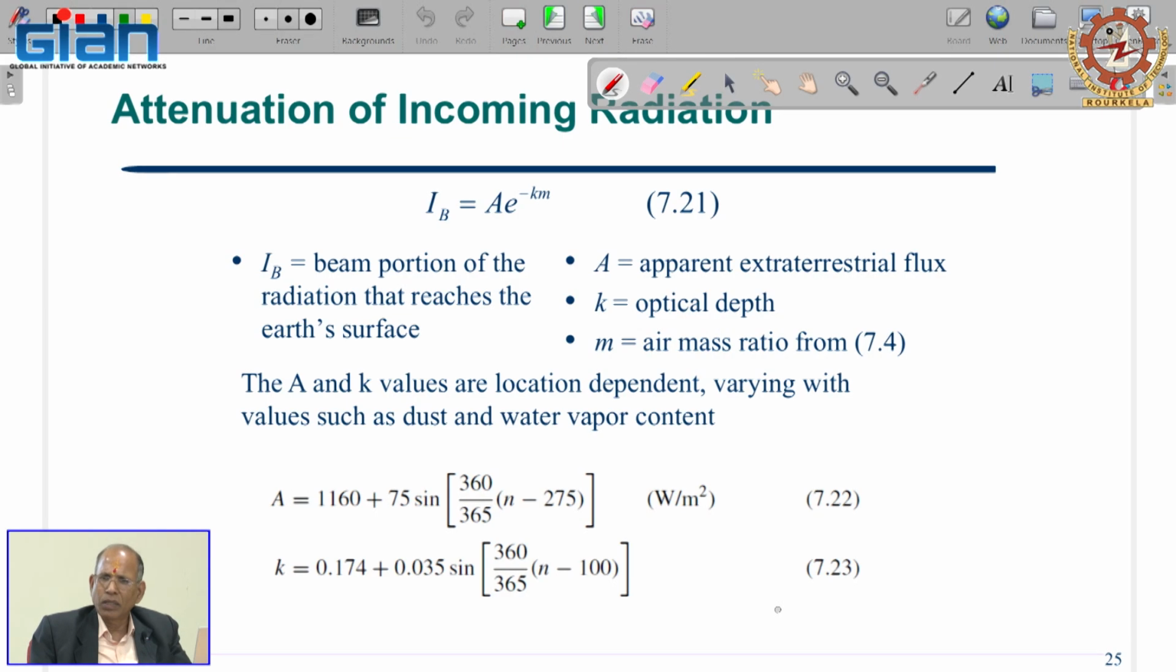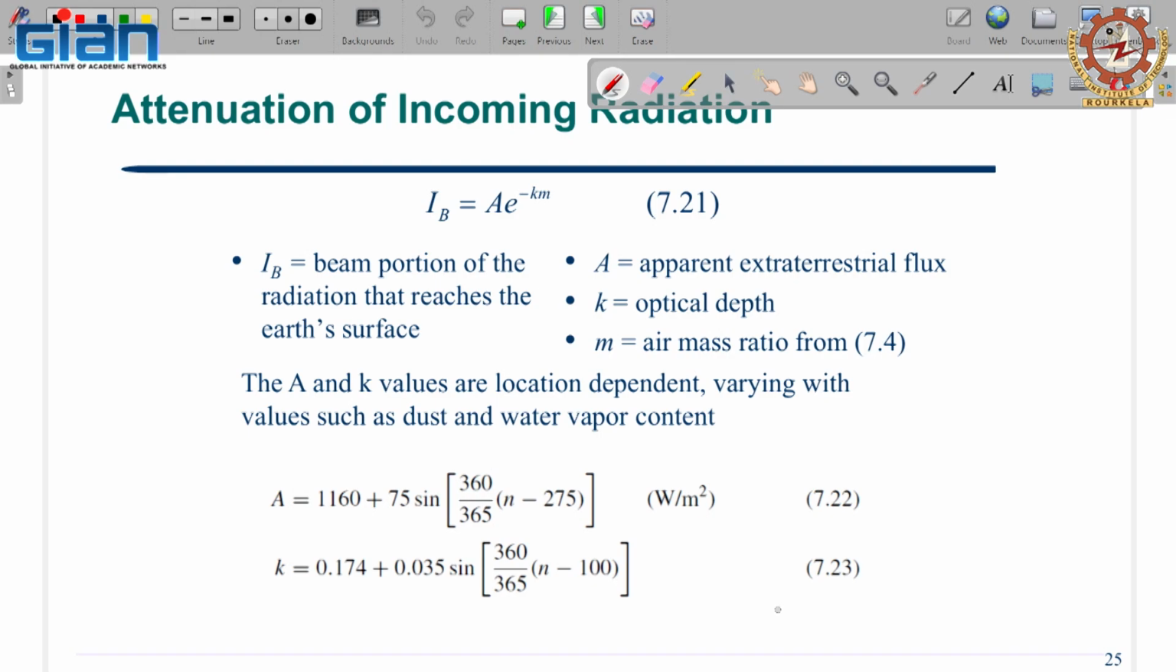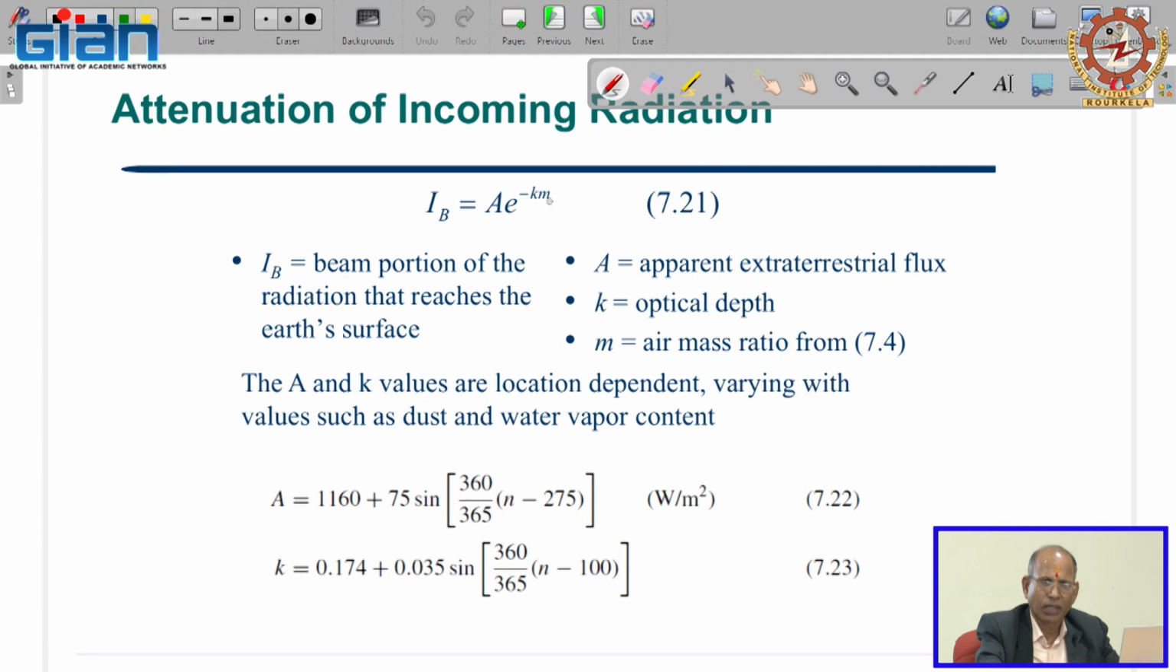Then how much is the beam? You can calculate the beam from this relation, IB is equal to A into e raised to power minus km, where IB is the beam portion of the radiation that reaches the Earth's surface, A is the apparent extraterrestrial flux, K is the optical depth, and M or AM is the air mass ratio.